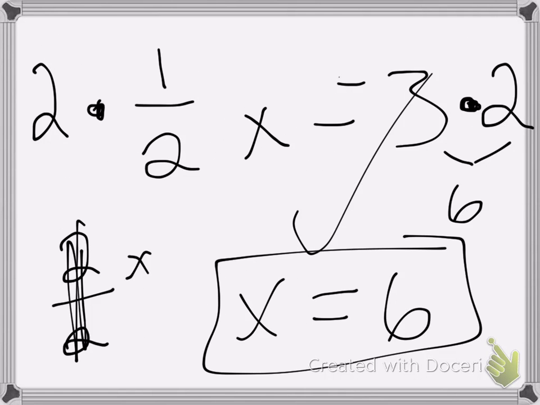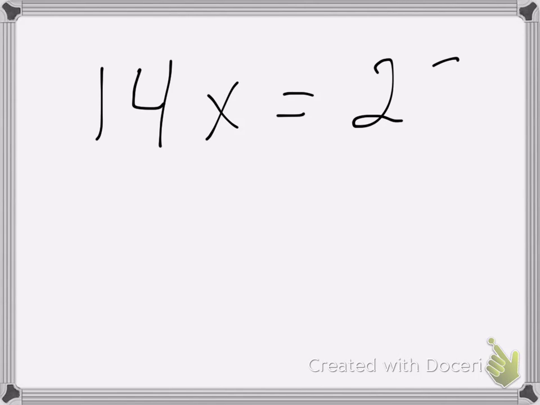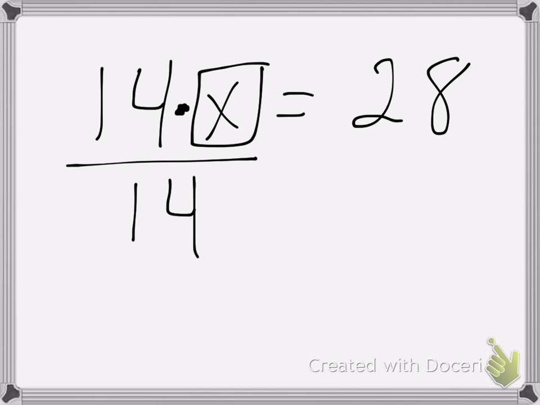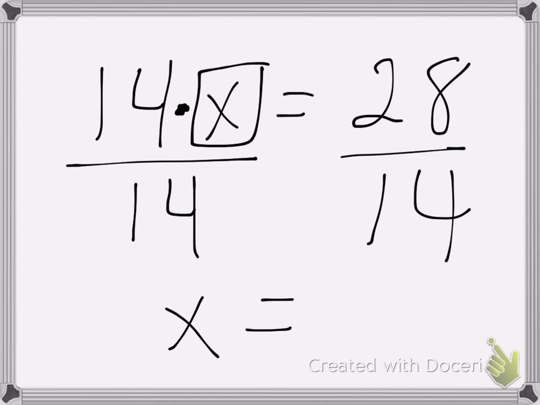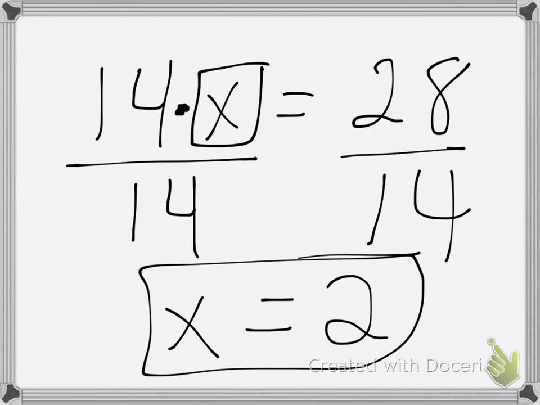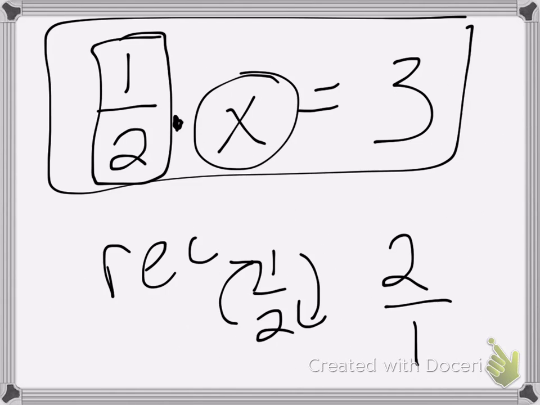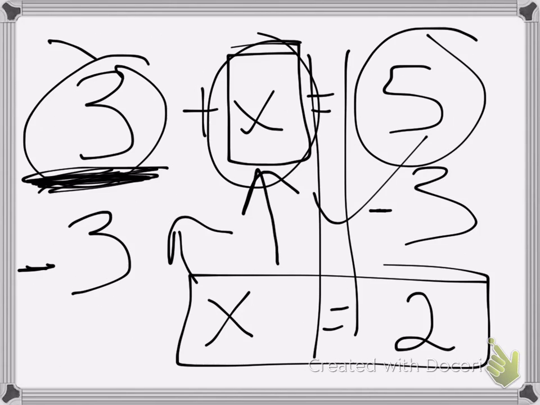Of course, you also have ones that look like this: 14x equals 28. Well, what's going on between the x and the 14? If there's nothing there, you know that there's multiplication going on. And so if you want to do the opposite of multiplication, you divide by 14. And if you do it to one side, you have to do it to the other. You get x equals 2 in this case. Those are the types of questions that you will see on your homework.